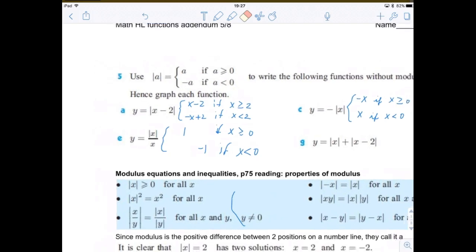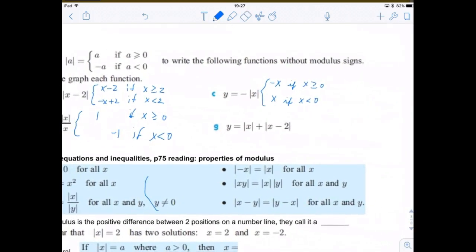Okay. Last one. This would have multiple cases. It would have one case if x is greater than or equal to 2, one case if x is between 0 and 2, and finally, a case if x is less than 0.